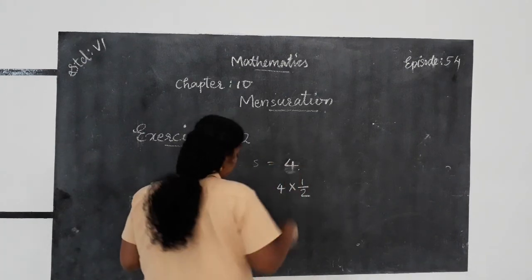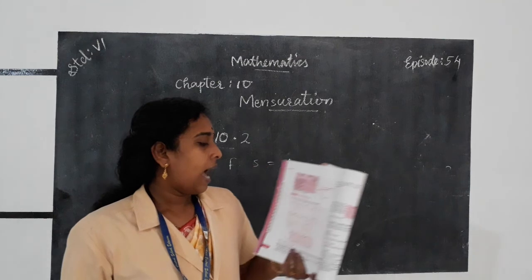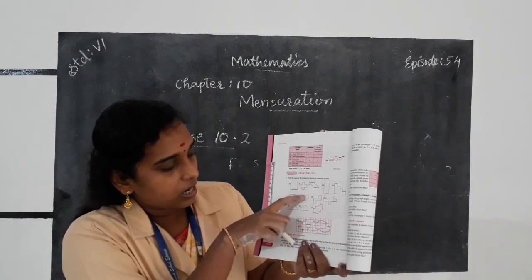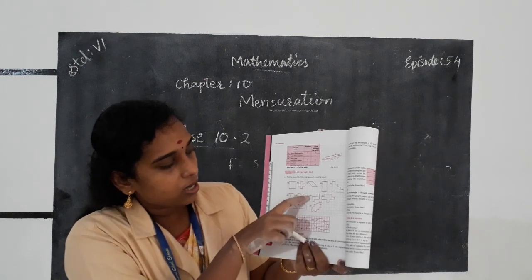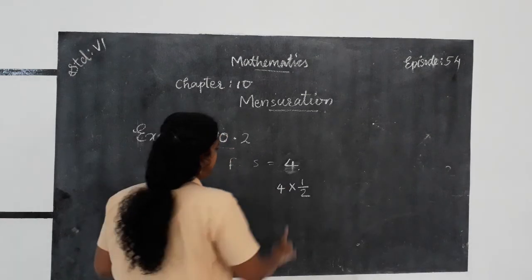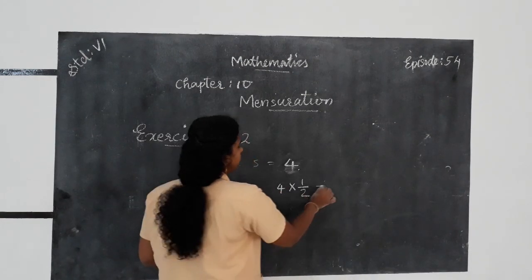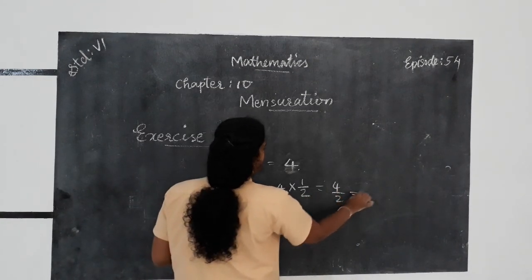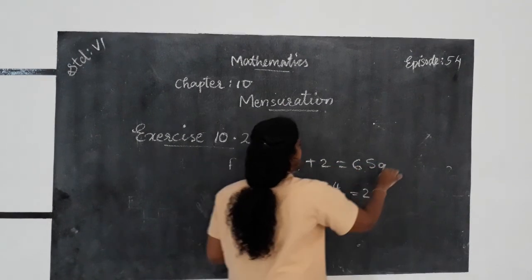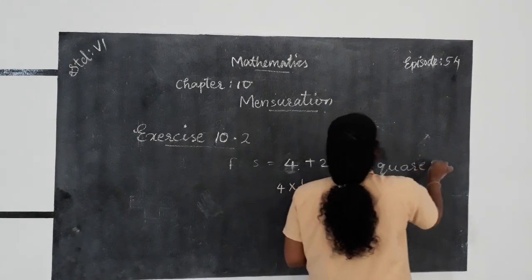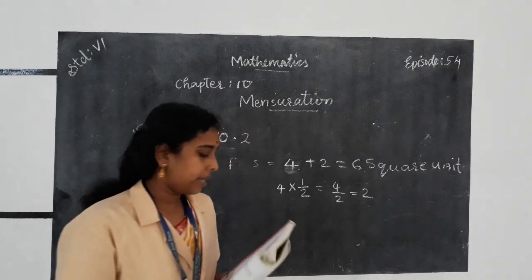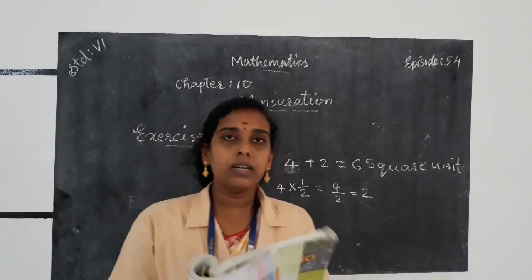So 4 fully filled squares is equal to 4, and the number of half filled figures are, this square is only half filled. This one is half filled, and this one is half filled, and this one is half filled. So 4 half filled figures are given. So 4 into 1 by 2, we get 4 by 2, that's equal to 2. So 4 plus 2 is equal to 6 square units. 6 square units is the area of the figure given in question number G.